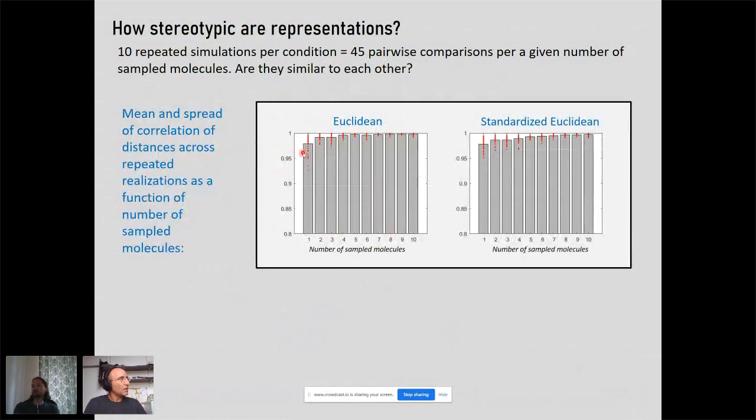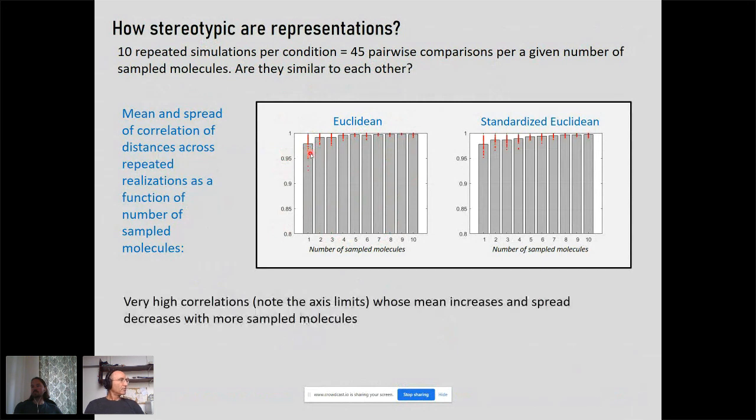This is what you see here. This is the mean value of the correlation between the distances across the repeated realizations, again, as a function of the number of molecules that each mitral cell samples. And we also see the spread of the individual points shown here in red. What you should also note here is that the axes don't start at 0, but they start at 0.8. So the correlations are very, very high. And one thing that we see is that the mean increases and also the spread decreases as we increase the number of sampled molecules. And that's a good thing if we want to achieve stereotypy.